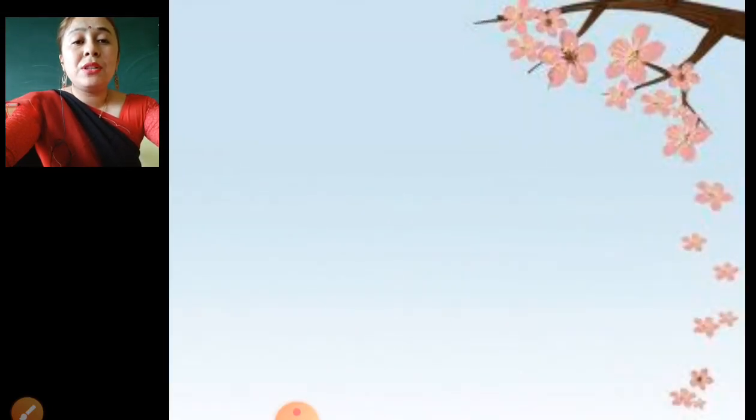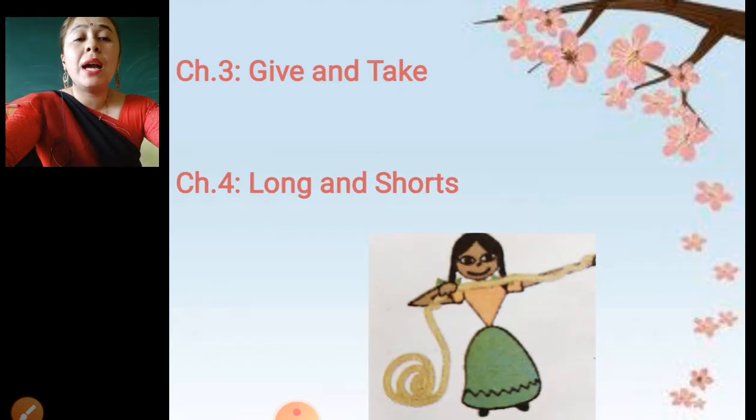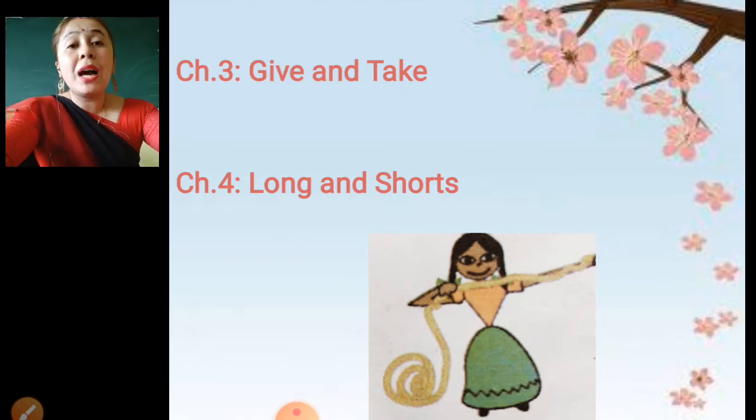So for chapter 3, we will learn about Give and Take. In chapter 4 we will learn about Long and Short. So chapter 3 basically deals with additions and subtractions. Okay, whenever we are giving something, at that time we need to subtract from the things which we had already, right? And whenever we are taking something, that means we are adding the things. So in Give and Take we will deal with additions and subtractions.